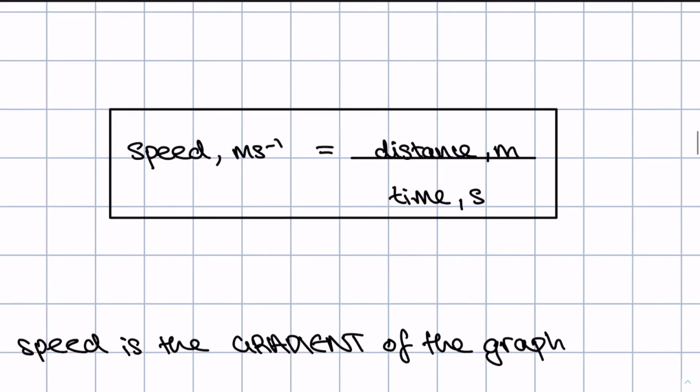This is probably the most important equation you're going to learn in your physics. Speed equals distance over time. Pay attention to the units here as well. Our distance is measured in meters, time is in seconds, and speed is meters per second. In your exam, you might see that as m over s as well.